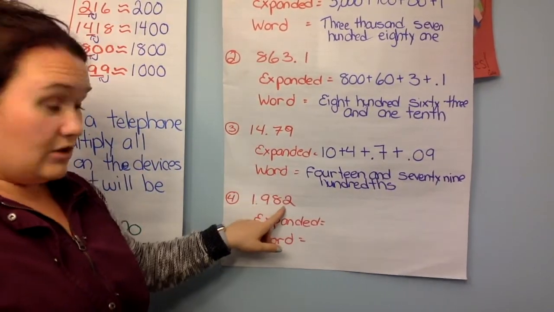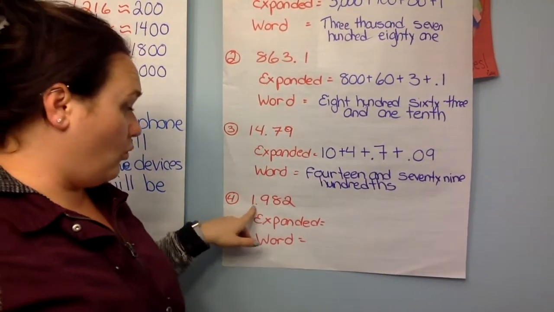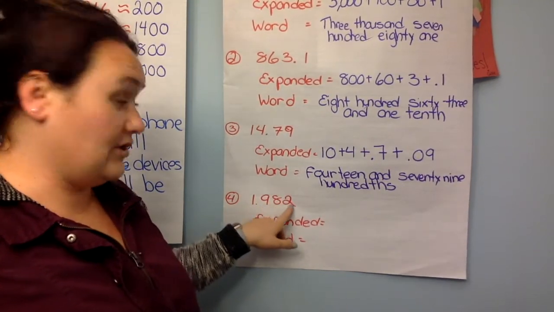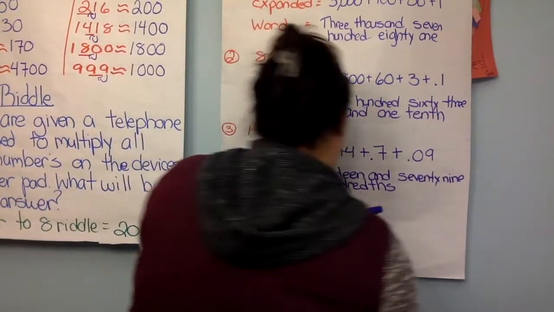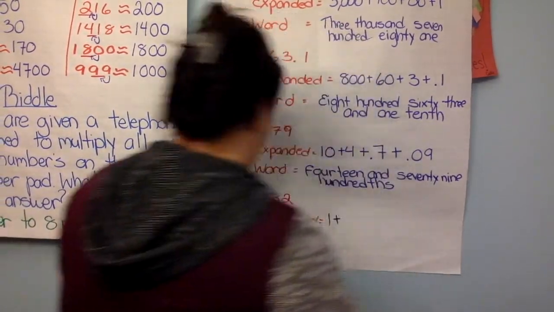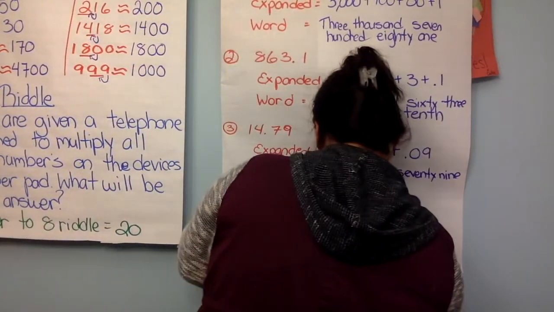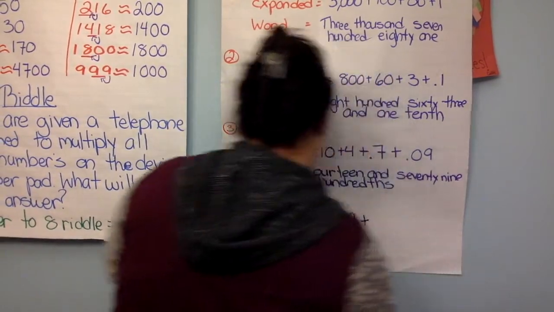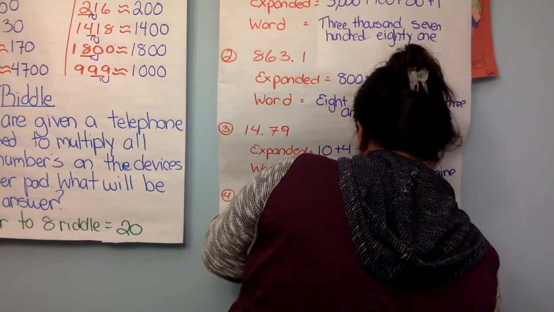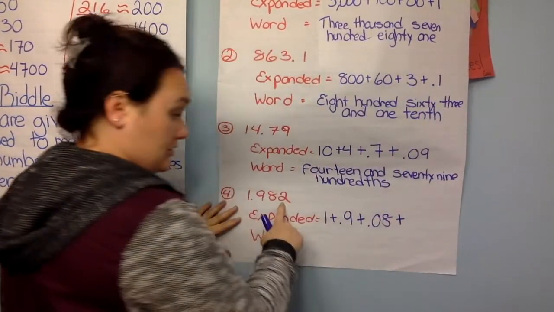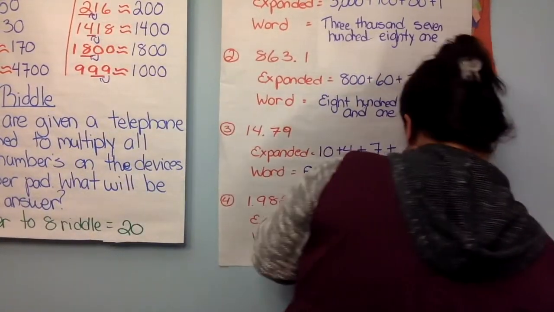Now I've switched to have more spaces over here. 1 and 982 thousandths. So let's expand it out by place value. The 1 is in the ones place. I'm going to add it to the 9 in the tenths. The 8 in the hundredths. And the 2 in the thousandths.